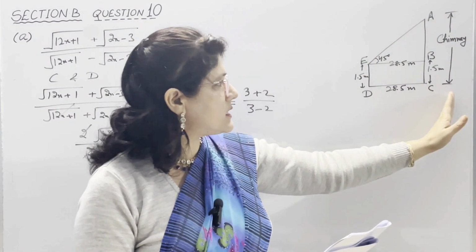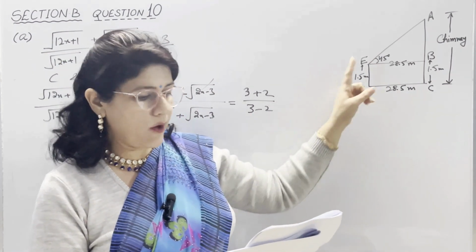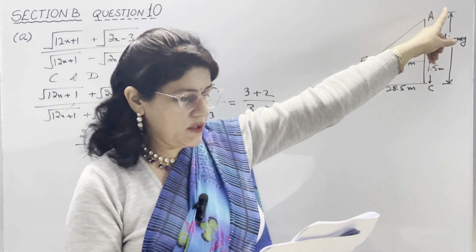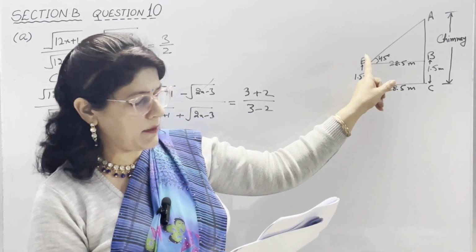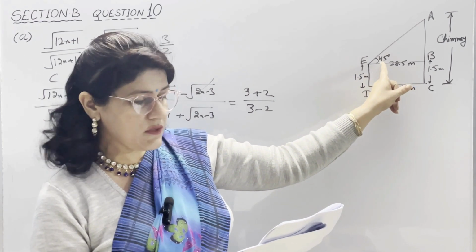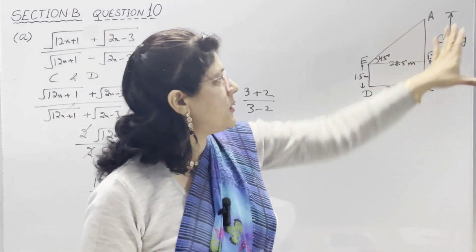So this AC is the height of the chimney and this ED is the height of the observer. The angle of elevation of the top of the chimney from his eye, because this is the observer and the eye is here at point E, this angle is 45 degrees. What is the height of the chimney? We need to calculate the total height.